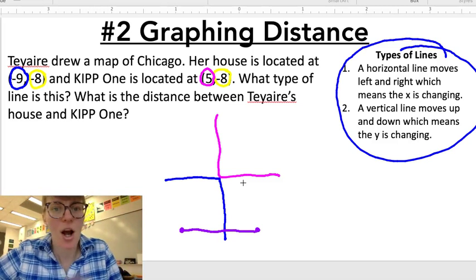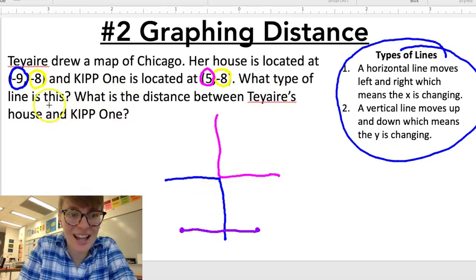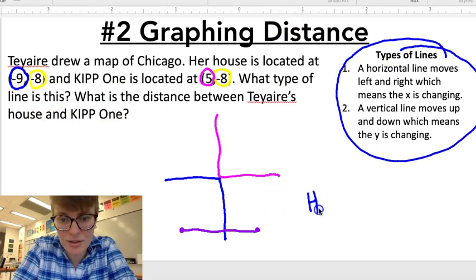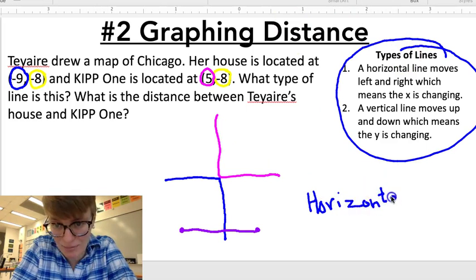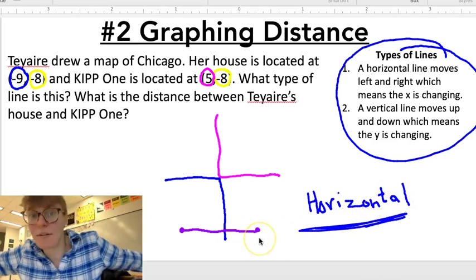Alright, so let's check this out. So we know that this line is a horizontal line. So I can write horizontal. It's a horizontal line again because my x is changing. My y is staying the same, but the x is changing. It's going from left to right.